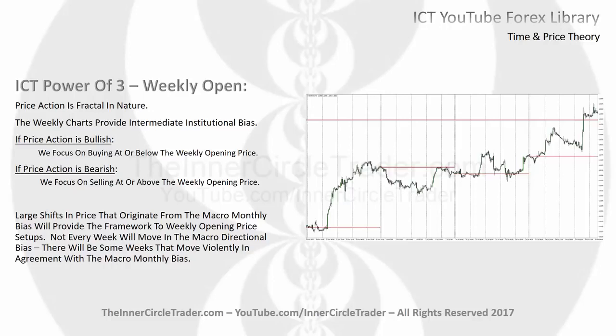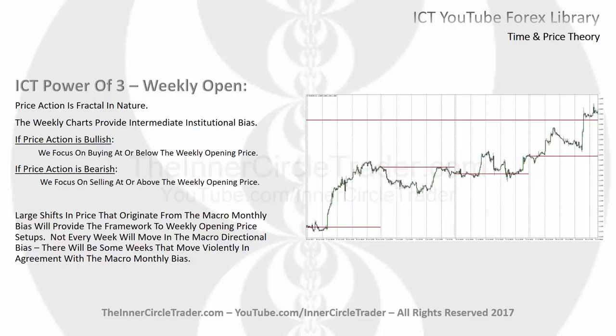Now, here's a key point. Make sure you remember this because it's not that every week is going to be bullish or bearish. Not every week will move in the macro directional bias. However, there will be some weeks that move violently in agreement with the macro monthly bias. So just like we have retracements on any other time frame, we may be longer term bullish on the macro monthly perspective, and in the weekly, we may be enduring some measure of retracement or consolidation.